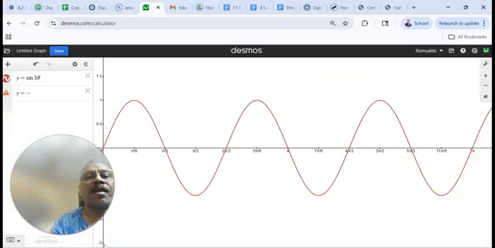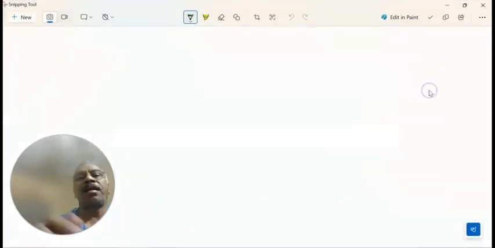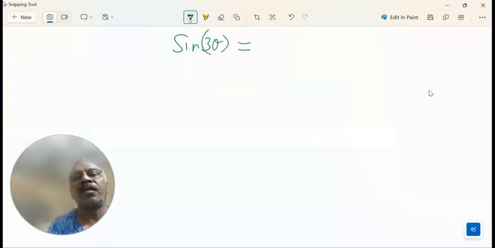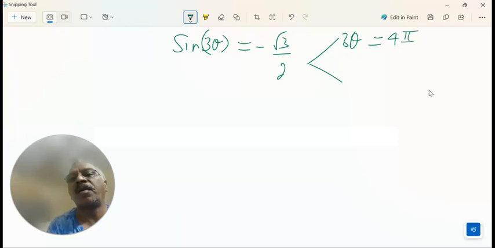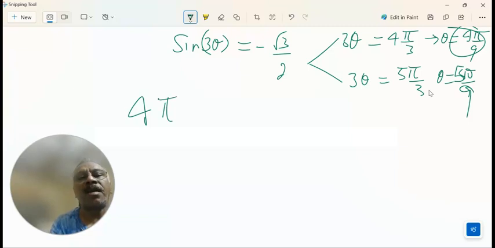So basically what I'm talking about is, let me use a simple way to do it directly. It was sine of 3 theta is minus root 3 by 2. The good thing is you have two answers. So 3 theta is 4 pi by 3 was the first one, and 3 theta was 5 pi by 3. And from there, dividing by 3, you get theta equals 4 pi by 9, and theta equals 5 pi by 9. So all you do, the next one is, this is 5, right? So you start here. So the 4 pi by 9 is the first one.